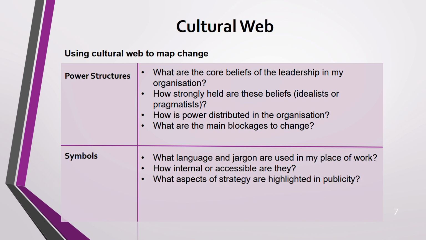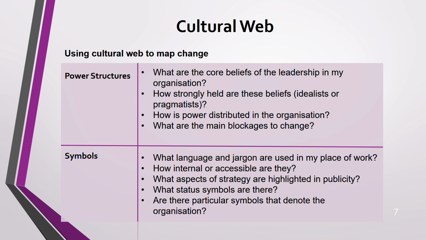Okay, what aspects of strategy are highlighted in publicity? See some symbols. That means what strategy? Some strategies are highlighted in public. What strategy are you going to pursue? Are you growing organically, or are you taking acquisition or merger, right? What status symbols are there? It could be the car that you drive, the phone that you carry, or anything, right? Your social status. Are there particular symbols that denote the organization? Some symbols, some logo must be there. The uniform that you're wearing, maybe. The dress code, right? Things like that.